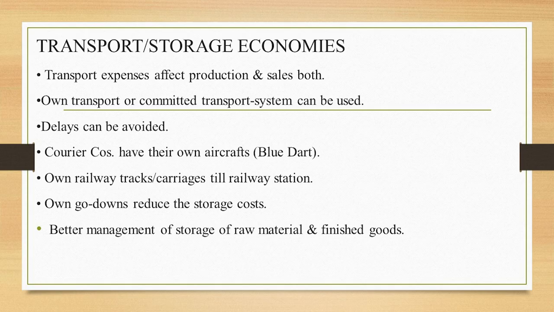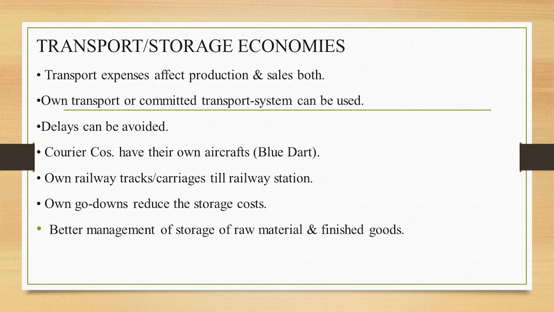Then transportation and storage economies. As I said a little earlier, transportation or logistic arrangement is a big issue for today's industries. Now, if they have their own transport, obviously they must be a big firm. Unless the firm is big enough, a firm cannot have its own transport system. It's not possible. Similarly, it can have its own storage and other arrangements, which are also possible. But otherwise, you have delays, you have dependence on others. So these are the problems with the lower level of output.